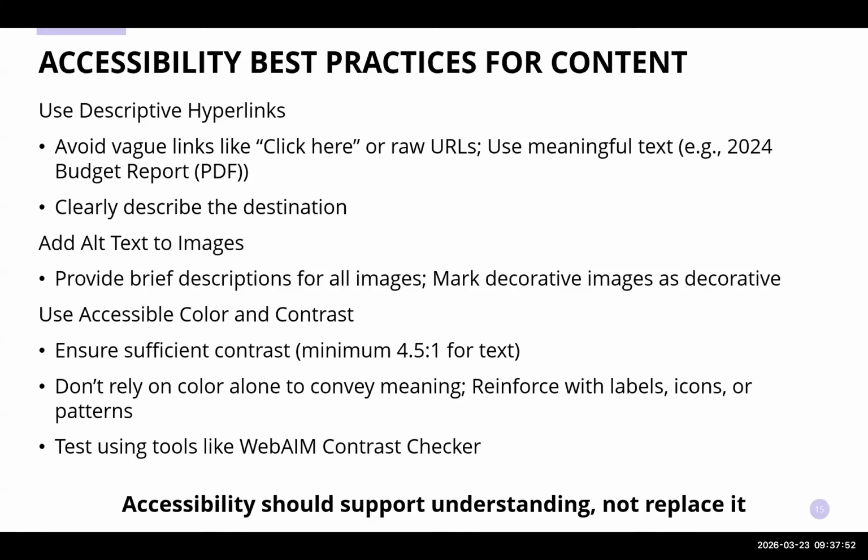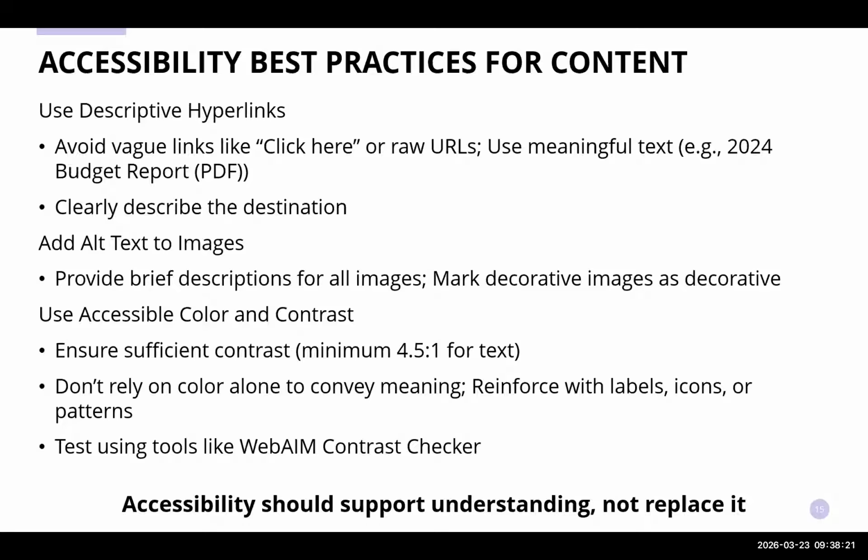Another key point is color and contrast. Make sure the text and background colors have sufficient contrast, at least 4.5:1. For people with low vision, it's very important to have this contrast. So make sure that there is enough contrast and you do not choose light on light or dark on dark text. Also, do not rely on color alone to convey any meaning.